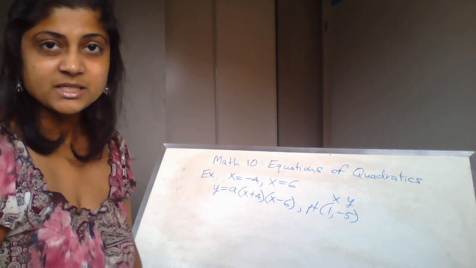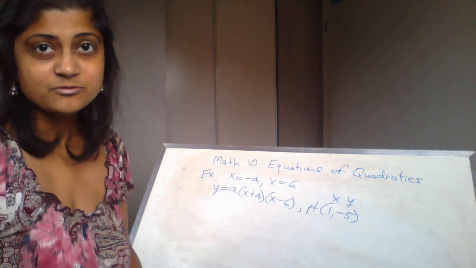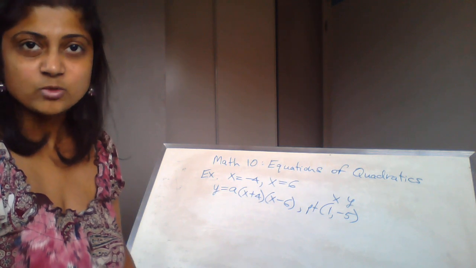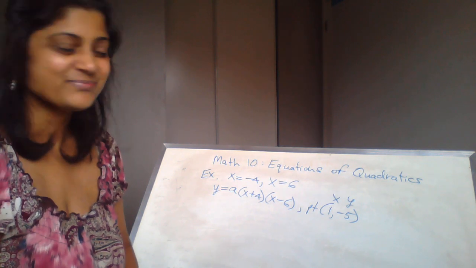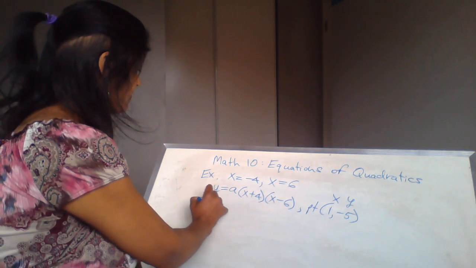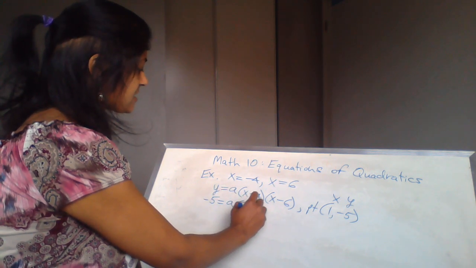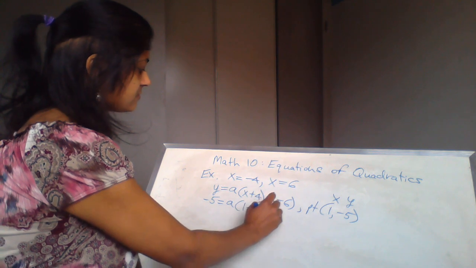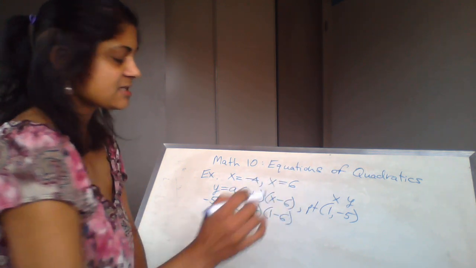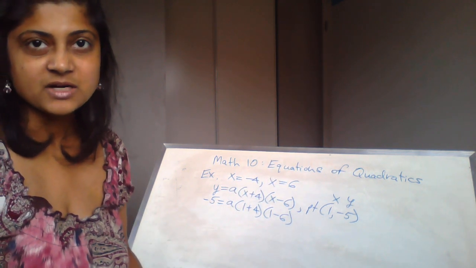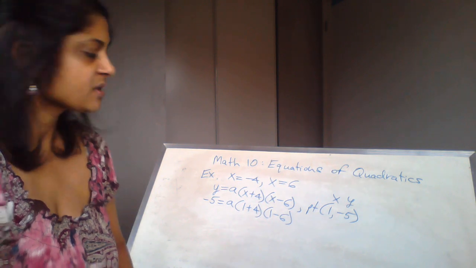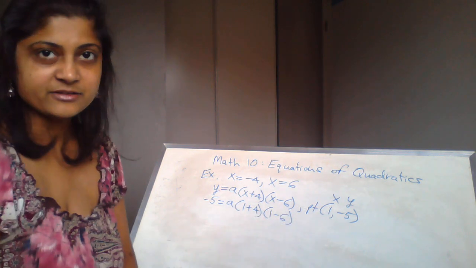Okay, so the point can be any point on the parabola itself. I can plug that into the equation and solve for the value of a. Here my value for y is negative 5, and my value for x is equal to 1. So you have 1 minus 6. Wherever there is an x value, I'm just plugging in the 1, whereas the y value is negative 5.